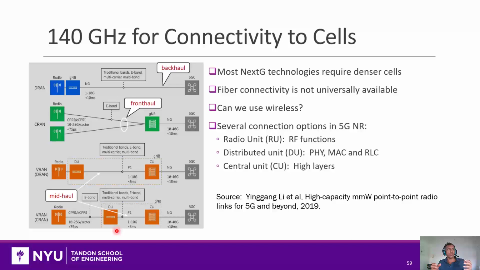Now, there's actually a lot of new ways that the cellular architecture is evolving to support this. As you might know, they're disaggregating, if you like, the RAN, dividing the various components into the radio unit, the distributed unit, and the central unit, and one can use these wireless connections between any one of these.